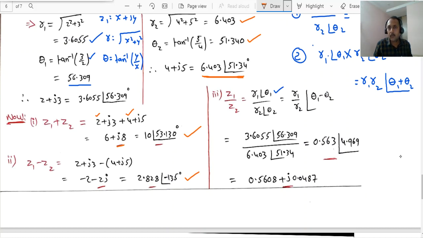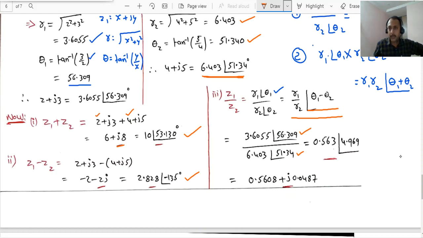Z1 is R1 at an angle theta 1. This is the Z1 polar form. Z2 polar form is R2 at an angle theta 2. This is the Z2 polar form. Now its answer will be R1 divided by R2 at an angle theta 1 minus theta 2. This is a very important step, dear students.